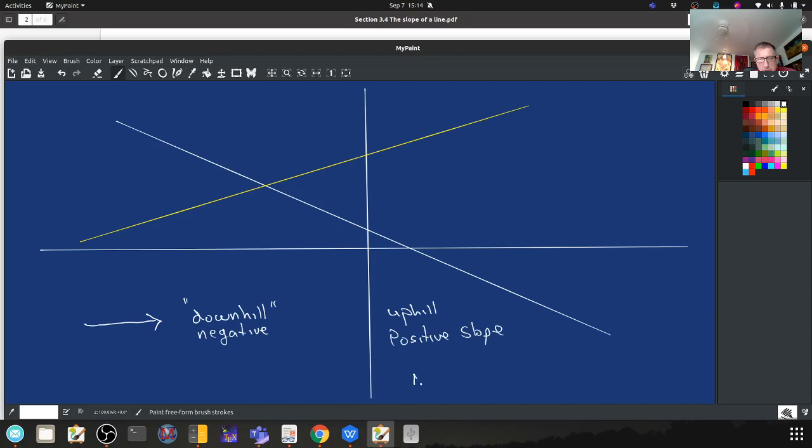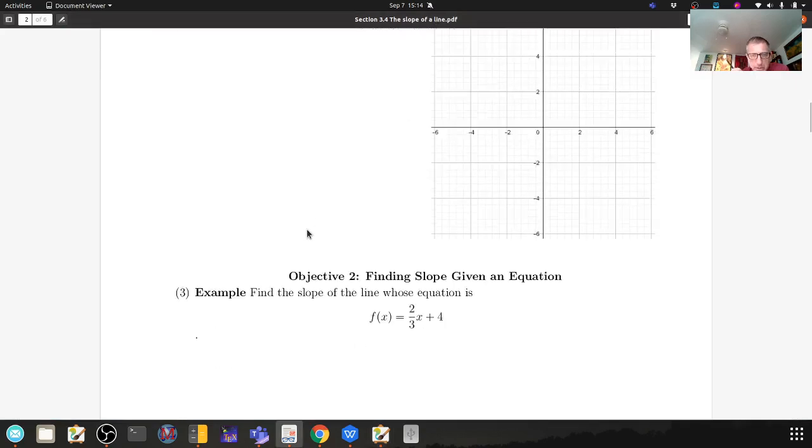If there is no hill, meaning no slant, that's zero slope. Makes sense, right? You're walking on the level. And if you're falling in free fall, what is that? That is a vertical line. You can't walk on it at all. Then that is slope undefined. Okay, so there's that. Let's go back to what we're supposed to be doing.